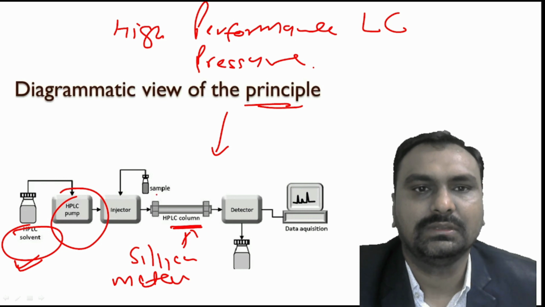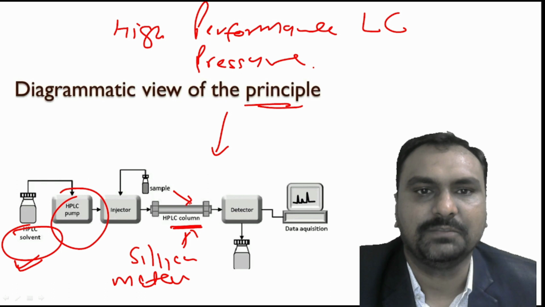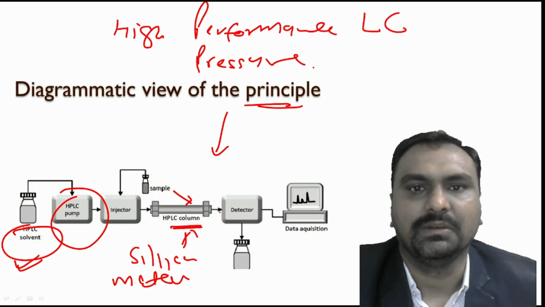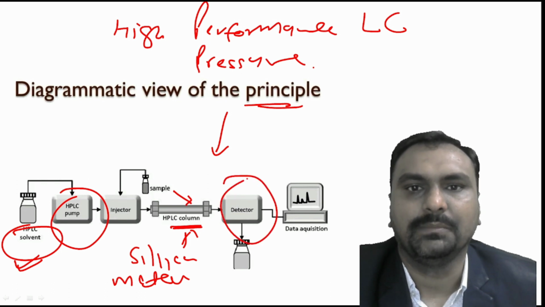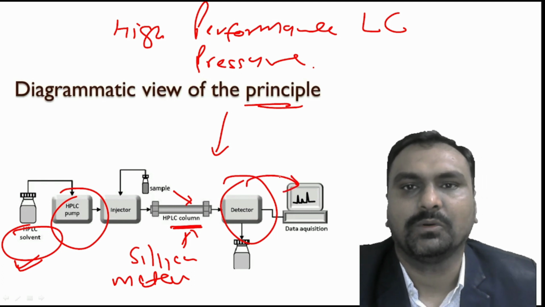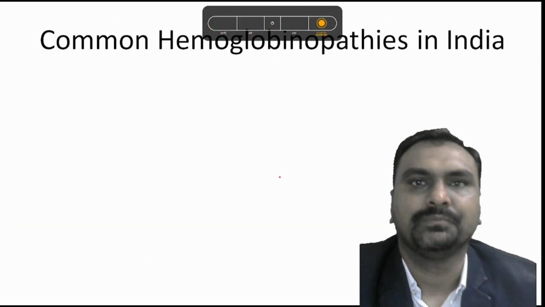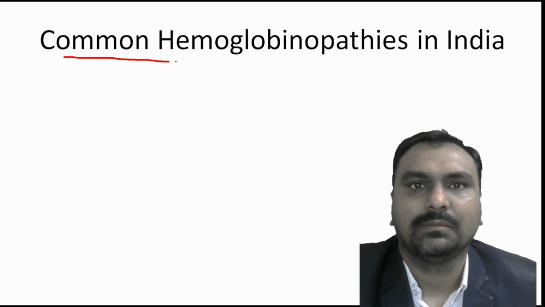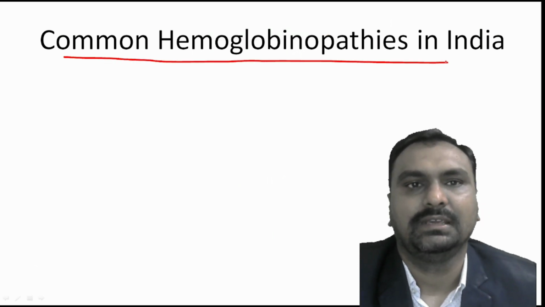Based on the interaction of the compounds present in the sample with the HPLC column, their molecules will be separated and detected with the help of a detector, and we get the data, and from that we interpret the reports. Okay, now we will see the common hemoglobinopathies in India.